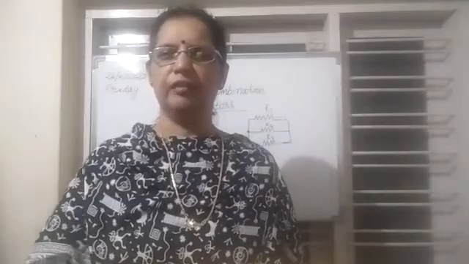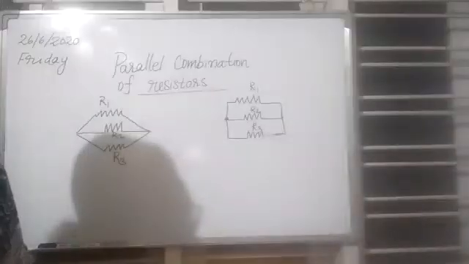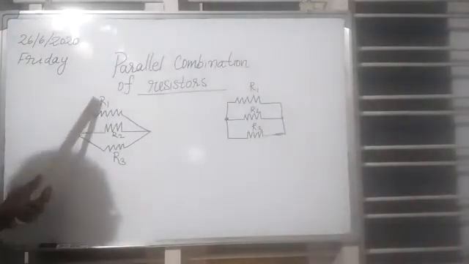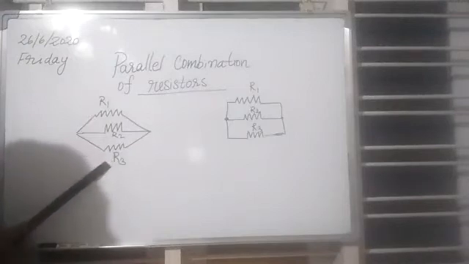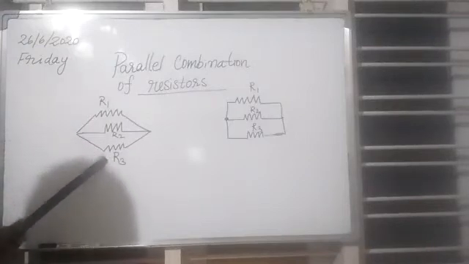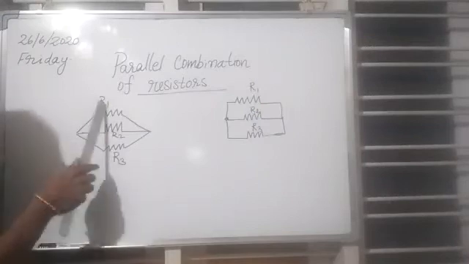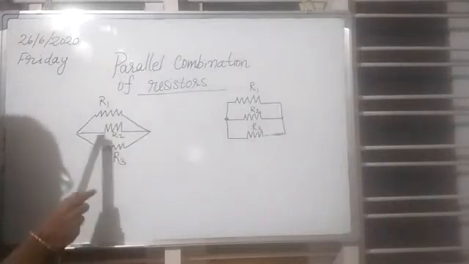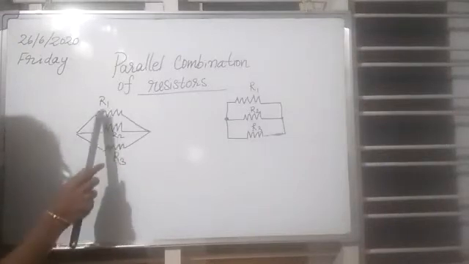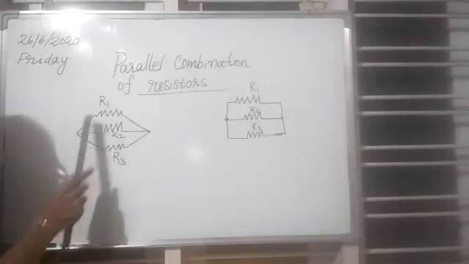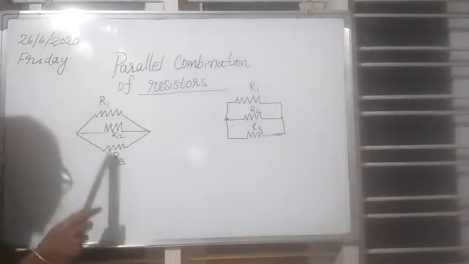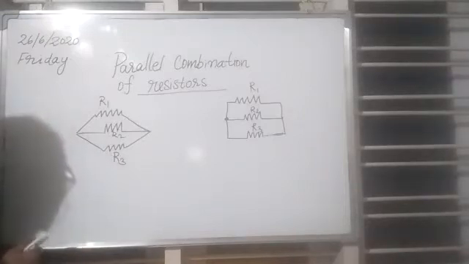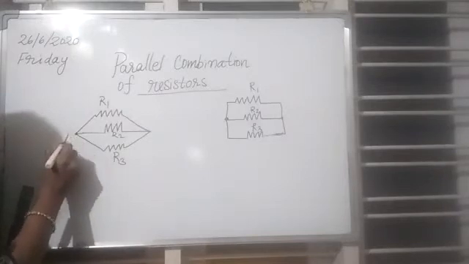Listen carefully, look at the board. You can see there are three resistors drawn here, R1, R2, R3. One end of each of these resistors, the first end of R1, the first end of R2 and the first end of R3, are all connected to a single point. Let us call it A.